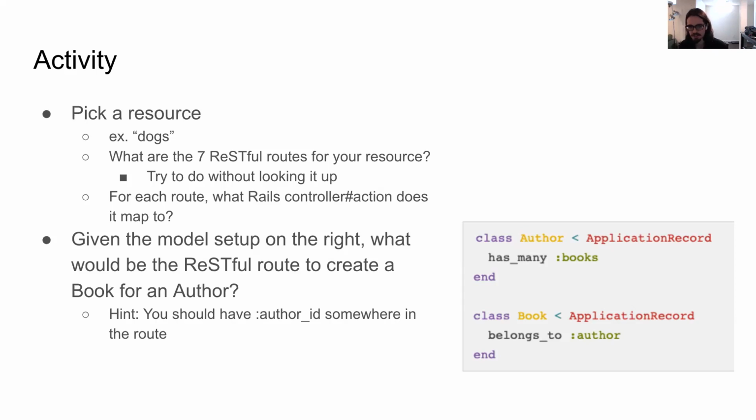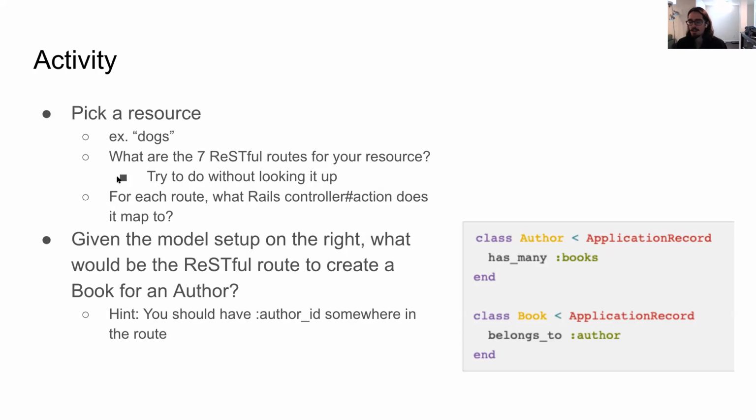Pick a resource. If you want to use dogs, that's fine, that was my example, but you can pick any resource name. I want you to list what the 7 RESTful routes are for your resource. Try to do this without looking it up, but if you reach a point where you can't, go ahead and look it up. I do want everybody to write those 7 down. For a bonus, you can write down the 8th RESTful route if you know what that is. And then for each of those routes, what Rails controller action does it map to?